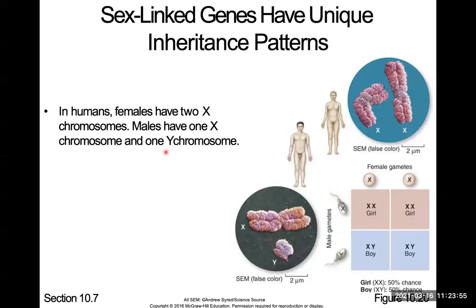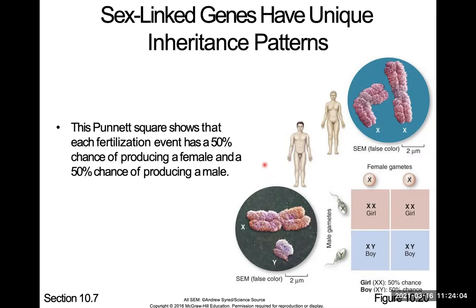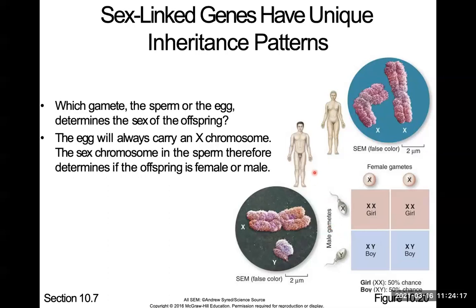Just to remind you guys, females have two X chromosomes, XX, and males have an X and a Y. This Punnett square is showing that: you do the math, you put XX up here, XY here, and it shows you there's a 50% chance the offspring is a female and a 50% chance the offspring is a male.